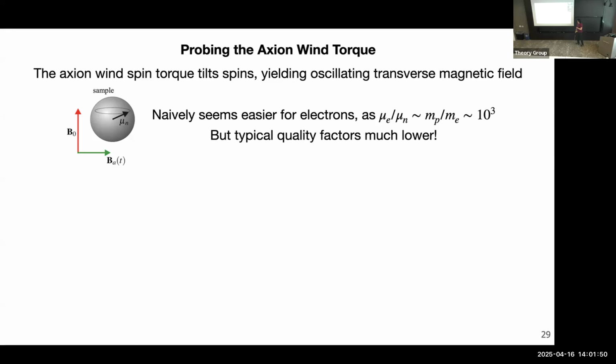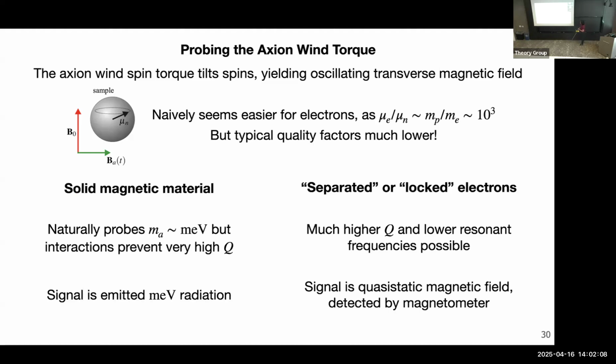So it seems like this is the easy way to probe the axion, but that's not true either, because the problem is that, as I said earlier, for the axion-nuclide couplings, you benefit from these huge quality factors in NMR experiments, and for electrons, you never get high quality factors because they're charged and they're strongly interacting with each other. So in this space, there's two things that people do.